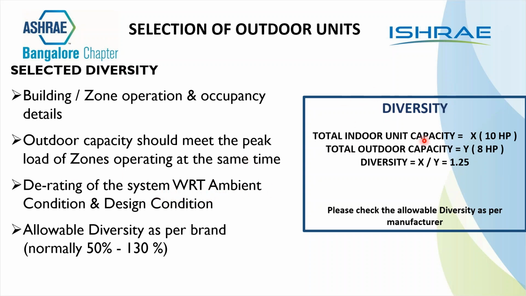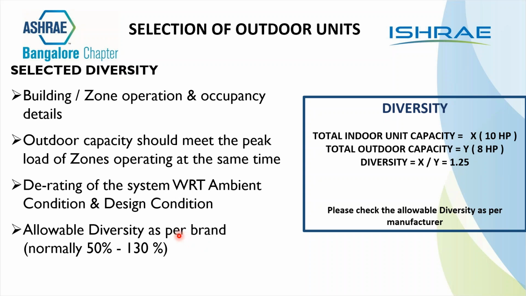So when you are considering the diversity, you need to consider the deration first and then consider the diversity. Suppose, for example, your deration is about 10%. That means if you have a 10-ton outdoor system and because of deration it is going to give you only 9 tons, you consider diversity for 9 tons and not 10 tons. So if you have an indoor unit of 7.5 tons, your outdoor can be only 9 tons. At this time, it is not 25%, it is only 15%.